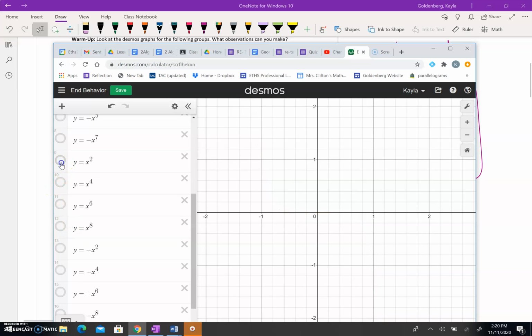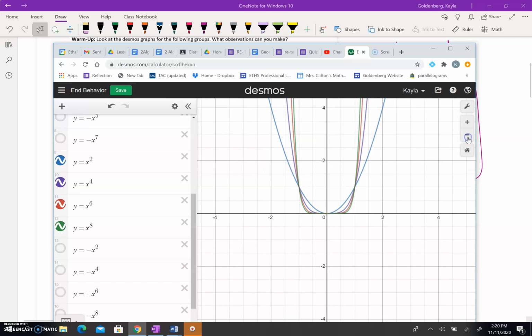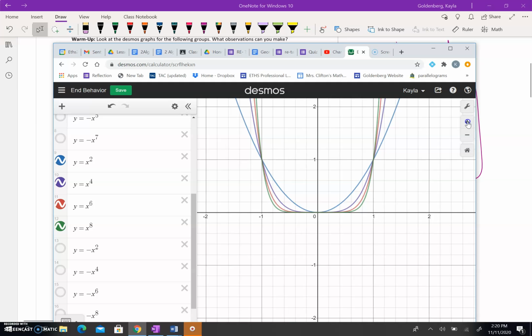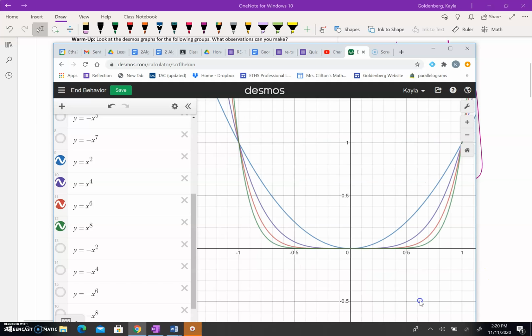So we've got second, fourth, sixth, and eighth. And these are really interesting to look at as well, right? Notice, similarly, as you go to bigger powers, it kind of hugs and gets closer to that axis, right? If we kind of zoom in, you can really see that nicely.